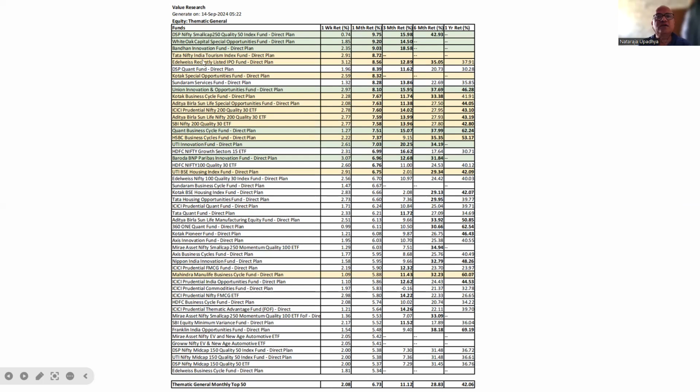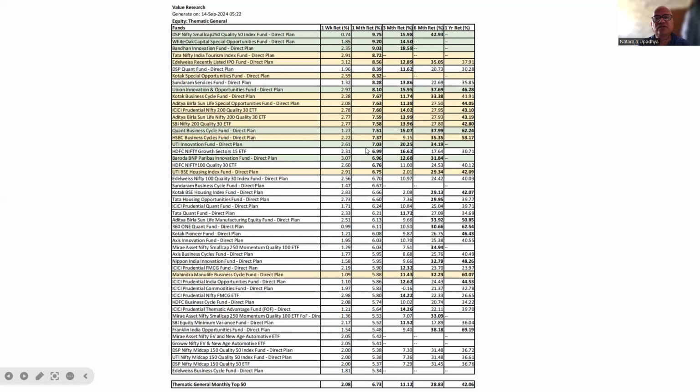The ones in green are DSP Nifty Small Cap 250 Quality Index 50 Index Fund, 9.75 for the month, 42.93 for 6 months. Very impressive. White Oak Capital Special Opportunities Fund, 9.2 for the month, 14.5 for 3 months. Bandhan Innovation Fund, 9.03 for the month, 18.58 for 3 months. Union Innovation and Opportunities Fund, 8.1 for the month, 46.28 for the year. Quant Business Cycle Fund, 7.51 for the month, 62.24 for the year.